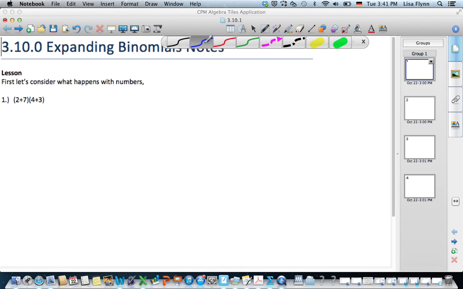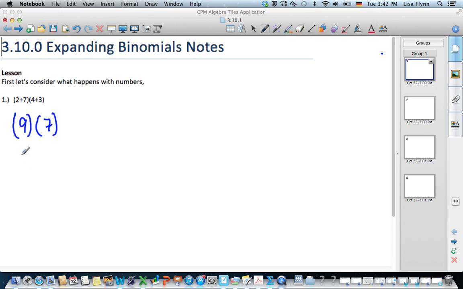Miss Stadnick. And we're here today to talk about expanding binomials. All right, first let's consider what happens with the numbers 2 plus 7 times the quantity of 4 plus 3. So if we were just to follow our correct order of operations, this would mean 9 times 7, which is just 63. But we also know that this is actually an area problem, so length times width are given to you here, and we can find the area of this rectangle.